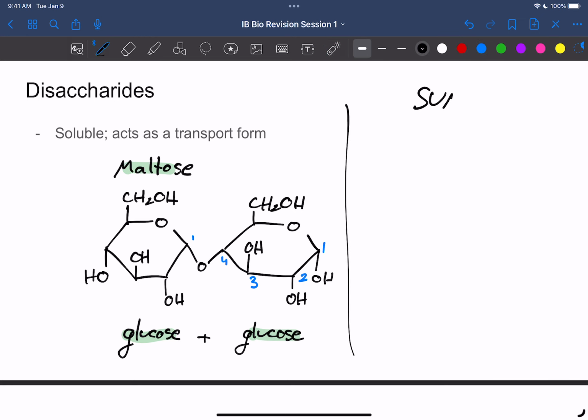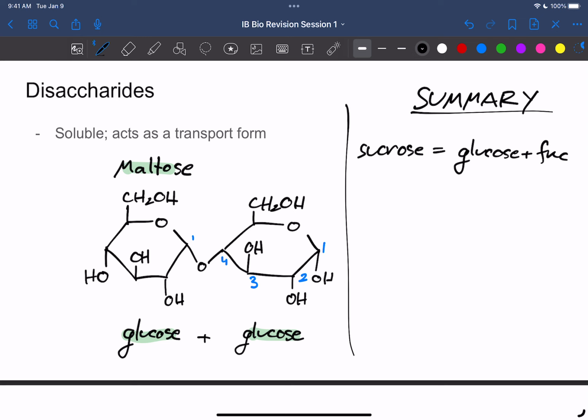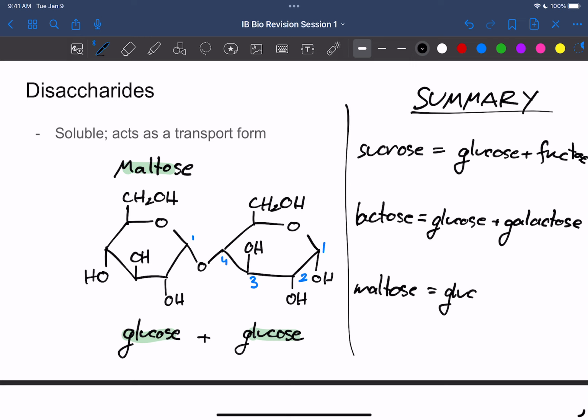As a summary, for disaccharides, sucrose is glucose plus fructose. Lactose is glucose plus galactose. And finally, maltose is glucose plus glucose.